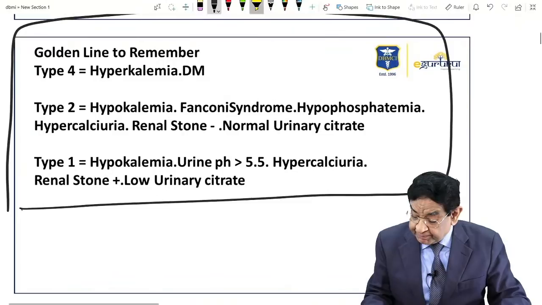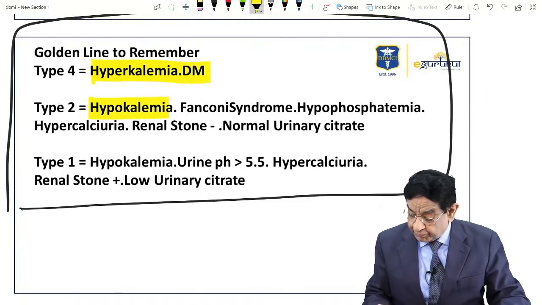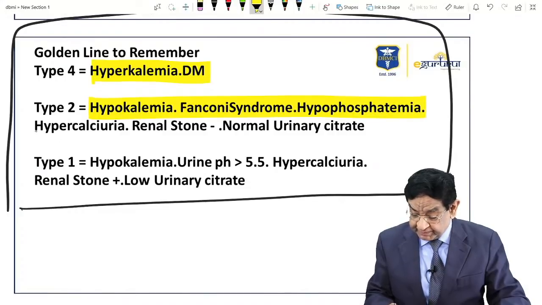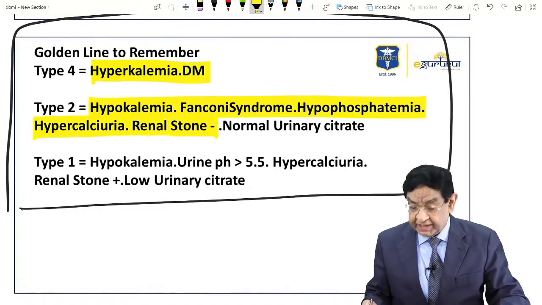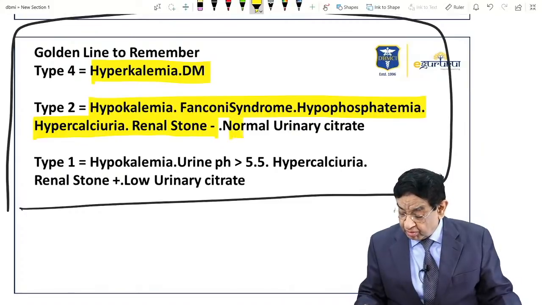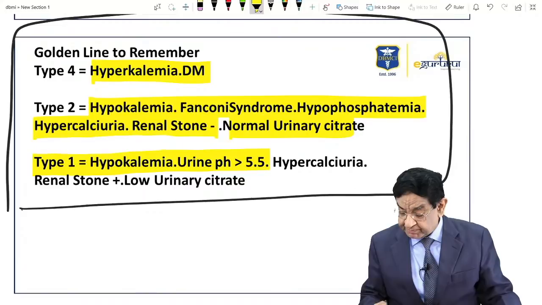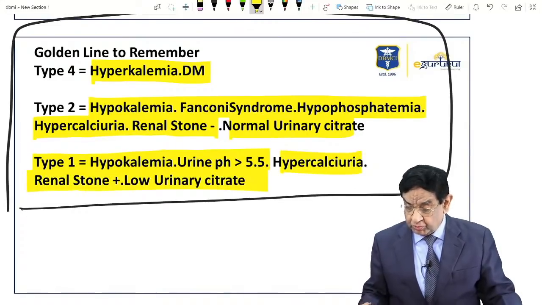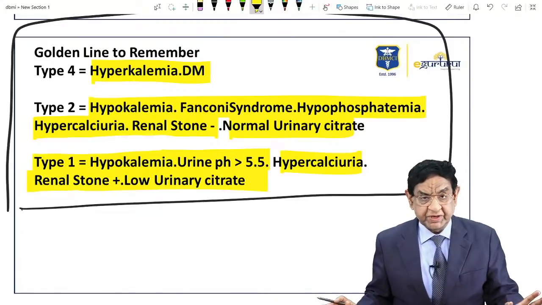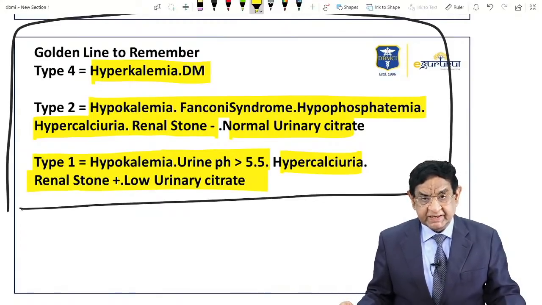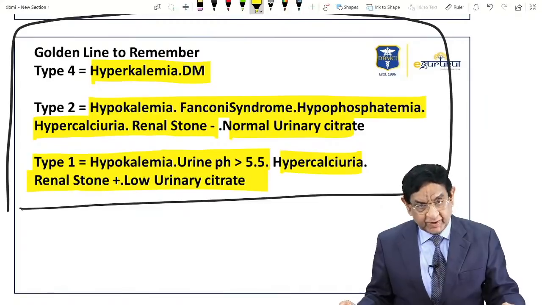In type 4, hyperkalemia. In type 2, hypokalemia, Fanconi, hypophosphatemia, hypercalciuria, but renal stone is not there, with normal urinary citrate. In type 1, hypokalemia, urine pH more than 5.5, hypercalciuria, renal stone, and low urinary citrate. So everything gathered here in just a compact way.